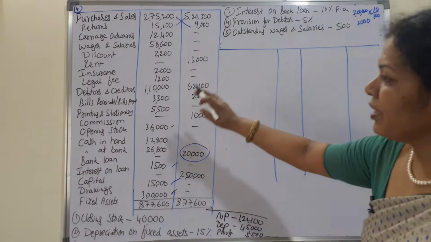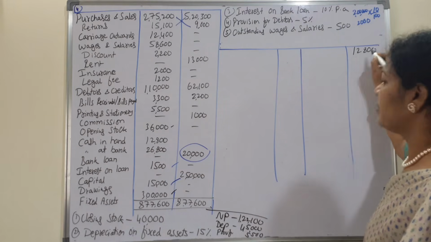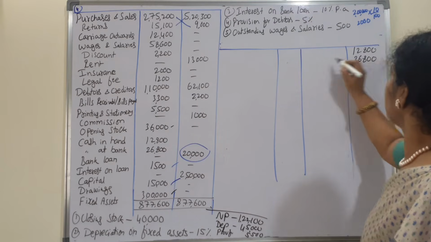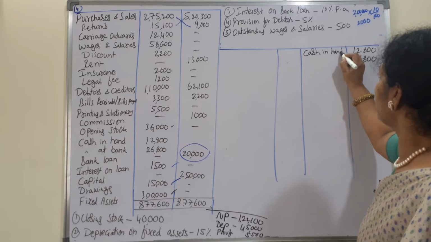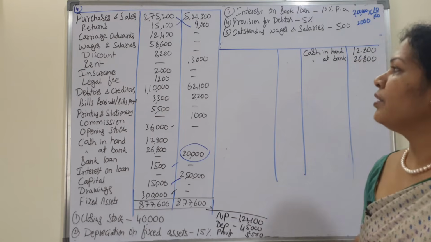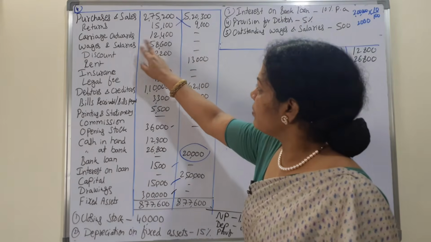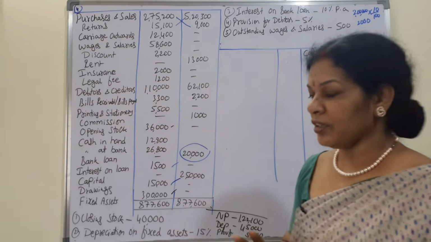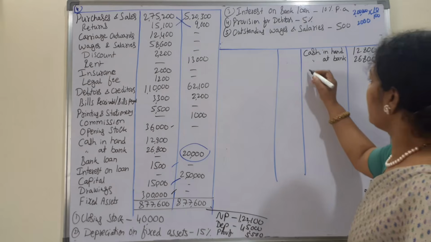First we'll write cash in hand, cash at bank. Cash in hand 12,800. Cash at bank 26,800. And the rest of the transactions we'll take as per the sequence. This is over. What comes? Insurance, legal fee, debtors and creditors. For debtors, there is an adjustment, provision for debtors. So we'll take that in the inner column.